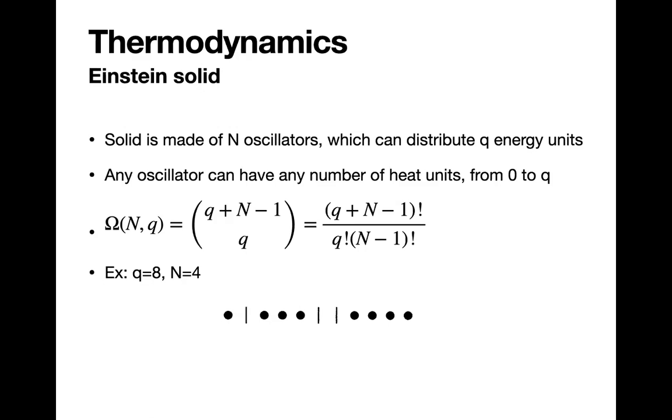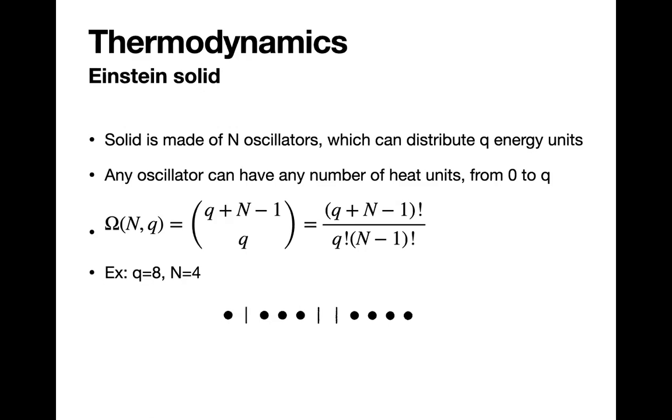Now we can say that from a macro perspective, you're probably not going to end up with all the energy in a single oscillator. That seems unlikely based on our everyday experience, and you'd be right. So we can say any oscillator can have any number of heat units from 0 to Q. So from none of it to all of it.